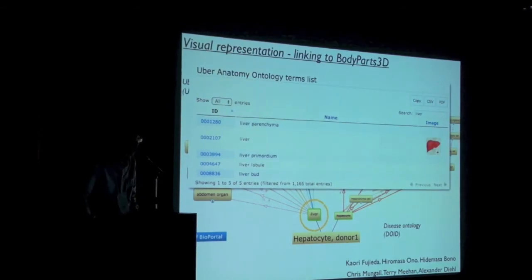And to make it visual, we hyperlink to map the individual anatomical terms to visual representations, which are provided by DBCLS as Body Parts 3D. And the next is what we did, our experiments.